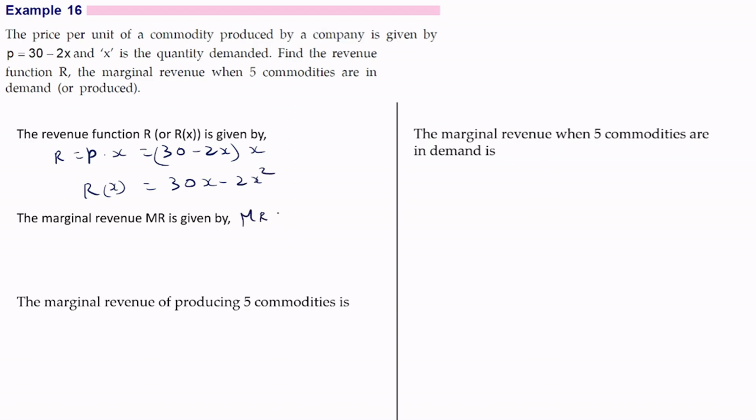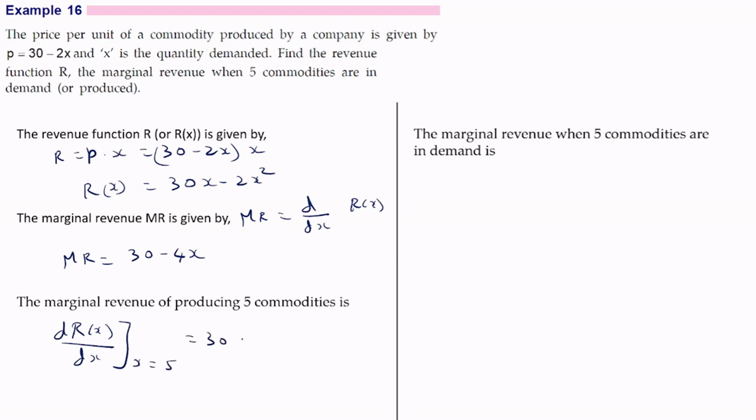Marginal revenue is given by the derivative of the revenue function. So this is 30 minus 2x. This is marginal revenue. And now the marginal revenue of producing 5 commodities is dR of x by dx at x equal to 5. So this is 30 minus 2 into 5. It is 30 minus 10, which is 20. So the marginal revenue when 5 commodities are in demand is rupees 20. So this is marginal revenue.